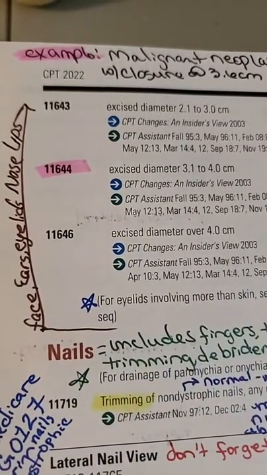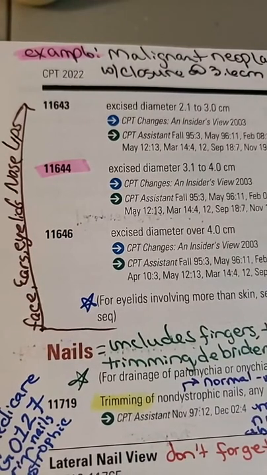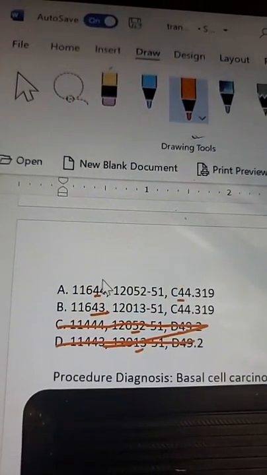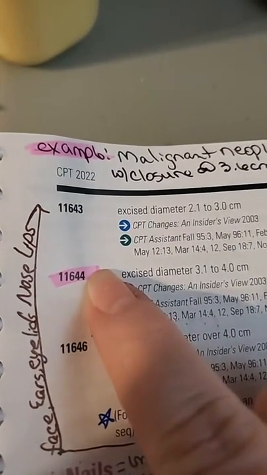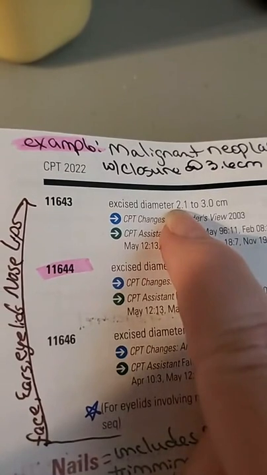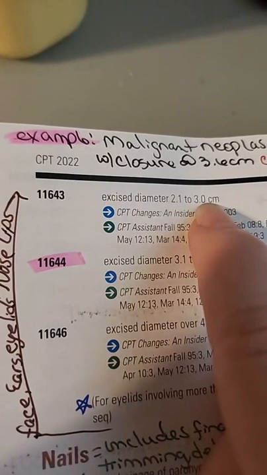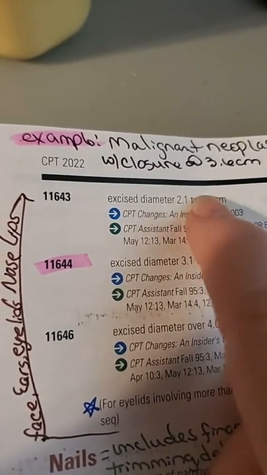So yeah, we know we are going to get rid of our C and D, right? And we're going to keep our A and B. So then the only difference is the size. And how I would capture the size is, because our two code differences are the 43 and 44, I wouldn't remember the 2.1. And I wouldn't remember any of these numbers. What I would remember is only the 3.0. Because that's the only number that makes a difference between that code and this code.